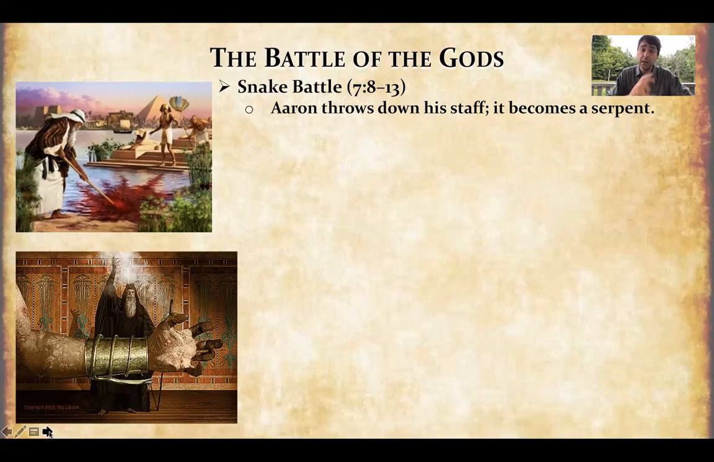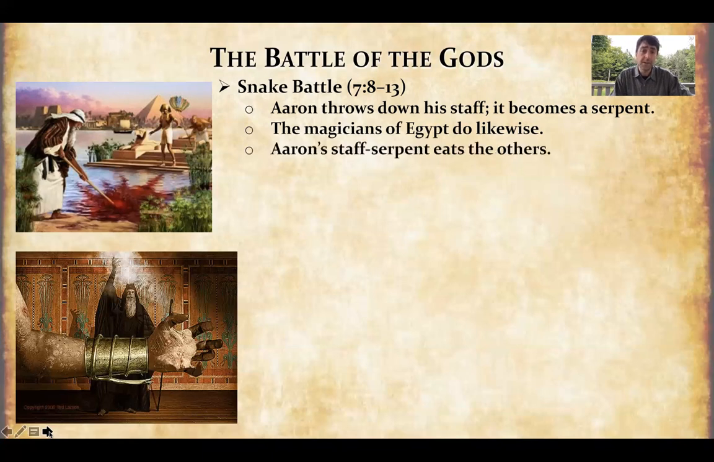It was targeting his symbol or image of power, but the magicians of Egypt do the same thing. Who knows how, but they're able to turn their staffs into snakes as well. But Aaron's serpent consumes the others. And so again, this has the meaning that the symbol of power produced by Aaron is greater than the symbols of power produced by the Egyptian magicians. It's a claim about preeminence.